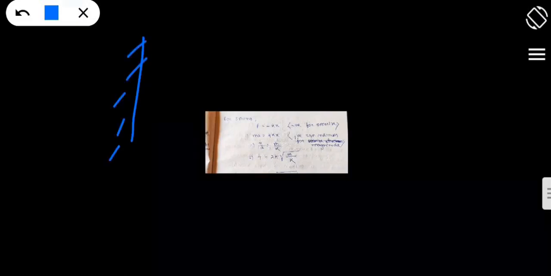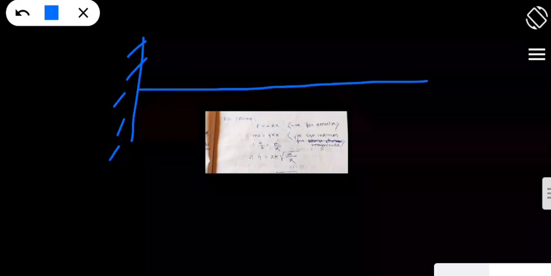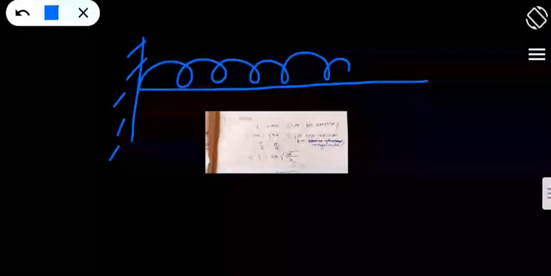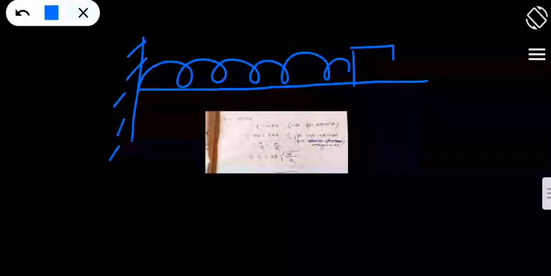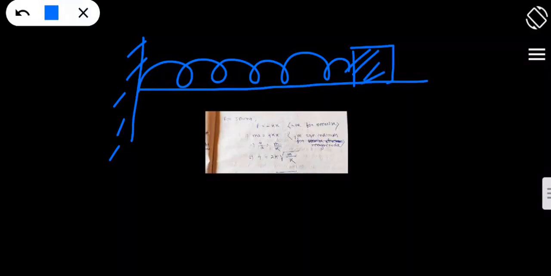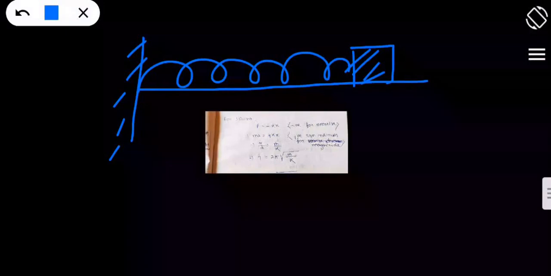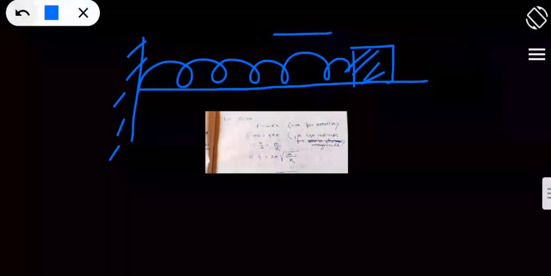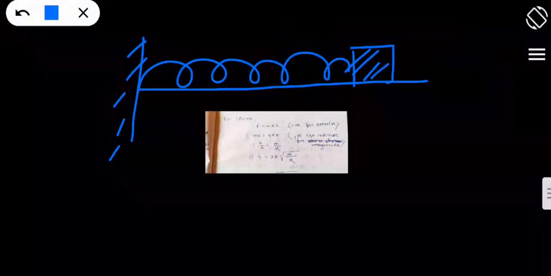Suppose this is the rigid surface. Okay, and here a spring is being attached like this. And here you can see that another movable object is being attached to the spring. So now what I will do, I can do either compression or expansion, right? So let me take the expansion case.